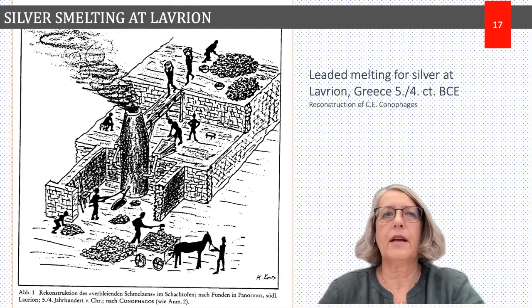Industrial-scale high shaft furnaces were not limited to copper smelting, but were also identified for silver smelting. The reconstruction you can see here is one of the most prominent examples, the silver smelting site of Lavrion in Greece.